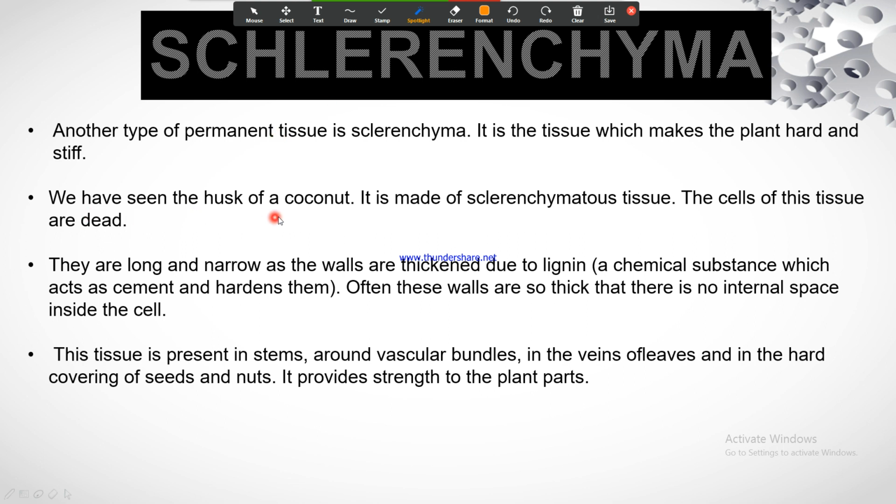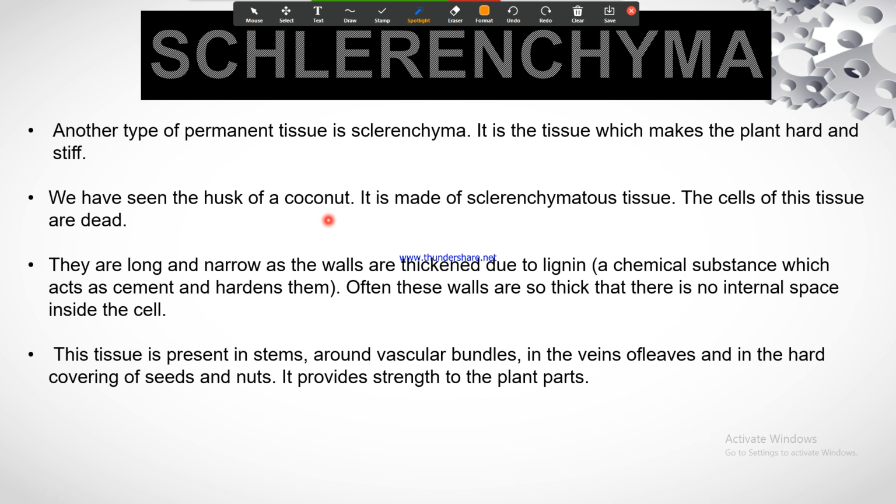We have seen the husk of coconut, right? Everyone is familiar with the husk of the coconut. We remove that, after that we break the coconut, right? So this husk of the coconut consists of sclerenchyma. Sclerenchyma tissue or sclerenchyma type of cells are located in the husk of the coconut. This is one example, remember.